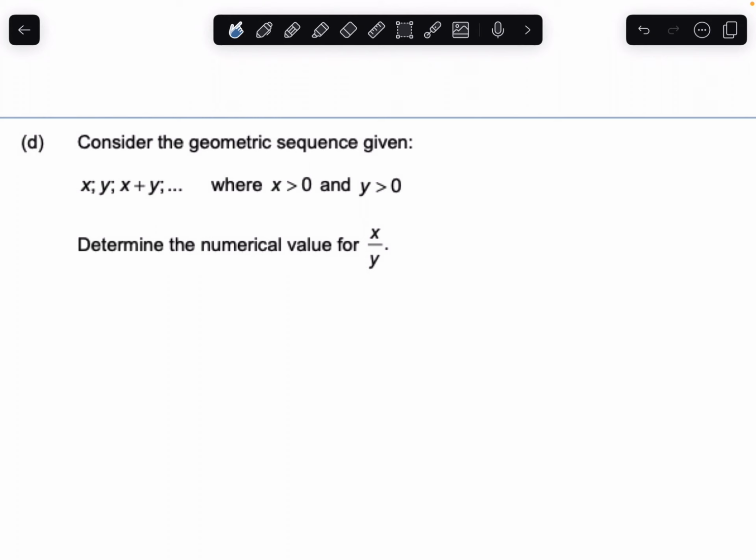We are chatting about November 2023 IEB's Paper 1, and today we're looking at question 10D. Consider the geometric sequence given: x, y, x plus y, and so it goes, where x is a positive number and y is a positive number. Determine the numerical value for x over y.